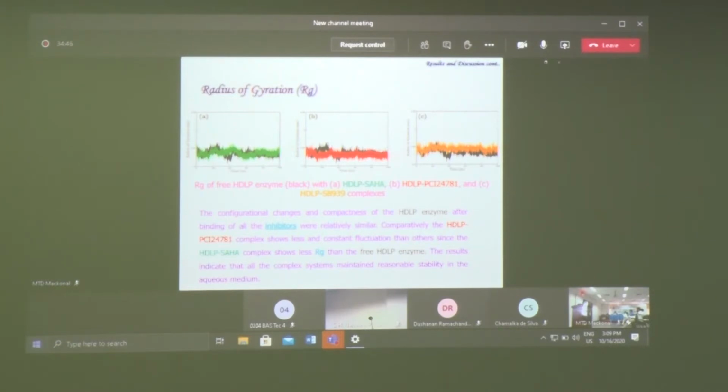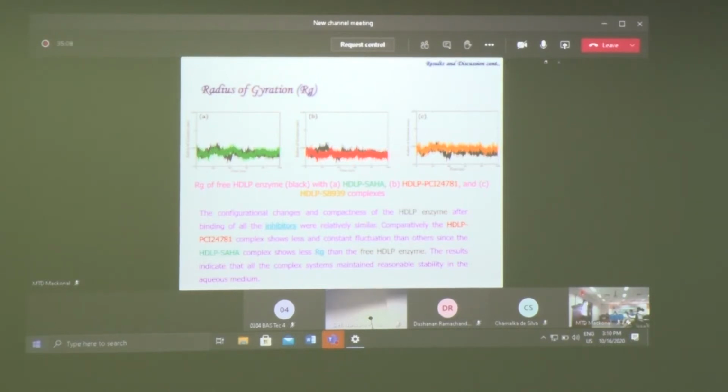Since the SPAK SAMA complex shows less RMSD than the free SPAK. The results indicate that the complex system maintenance is not standard in the ecosystem. So RMSD and levels of fluctuation are both the same. The systems maintain reasonable stability in the ecosystem.